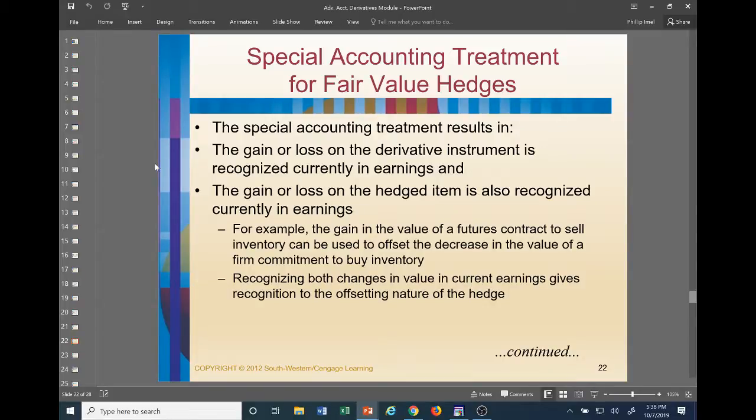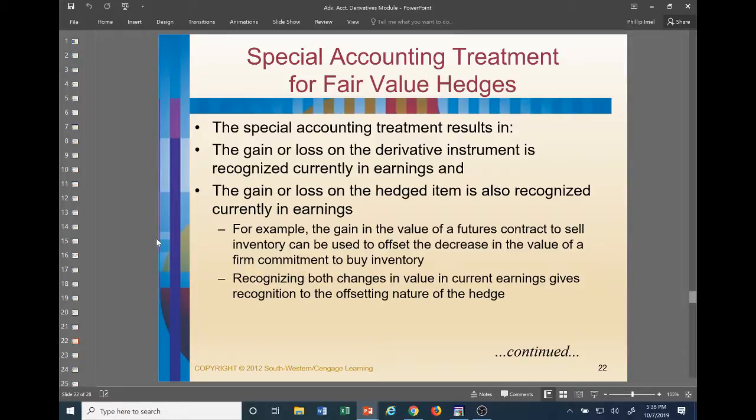So, special accounting treatment for fair value hedges. The special accounting treatment results in the gain or loss on the derivative instrument being recognized currently in earnings, and also the gain or loss on the hedged item is recognized currently in earnings. For example, the gain in the value of a futures contract to sell inventory can be used to offset the decrease in the value of a firm commitment to buy inventory. Recognizing both changes in value in current earnings gives recognition to the offsetting nature of the hedge.